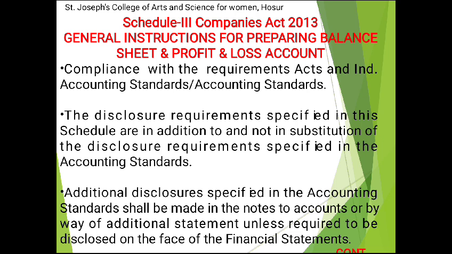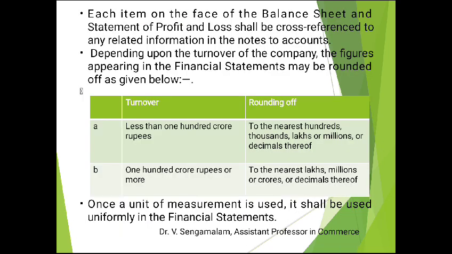The disclosure requirements specified in this schedule are in addition to, and not in substitution of, the disclosure requirements specified in the accounting standards. Additional disclosures specified in the accounting standards shall be made in the notes of accounts or by way of additional statement, unless required to be disclosed on the face of the financial statements. Each item on the face of the balance sheet and statement of profit and loss shall be cross-referenced to any related information in the notes of accounts.